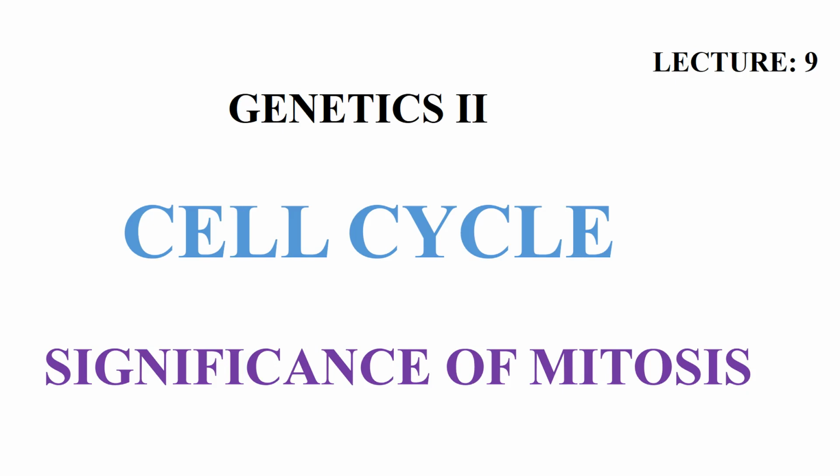Significance of mitosis. Mitosis is a type of cell division that occurs in all types of cells except the gametes. It equally distributes the number of chromosomes in the daughter cells. That's why it is also called the equational cell division.